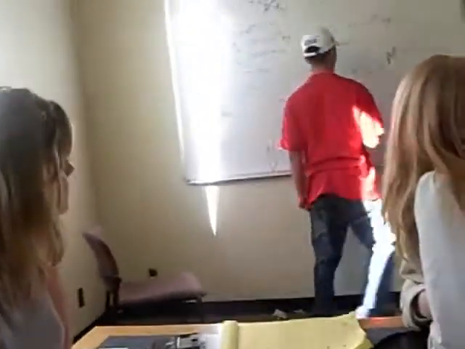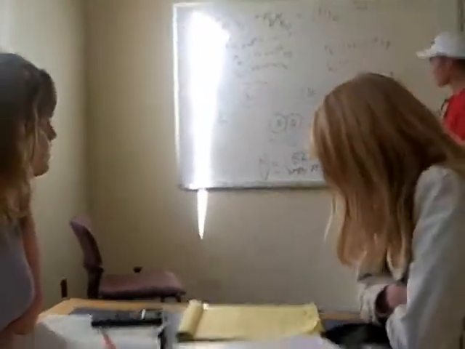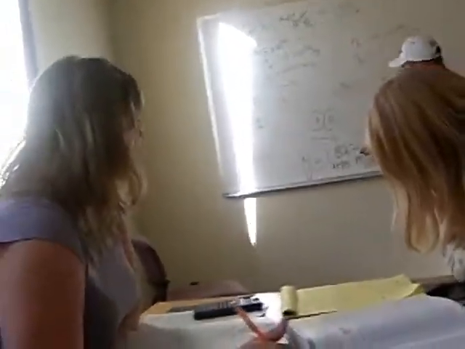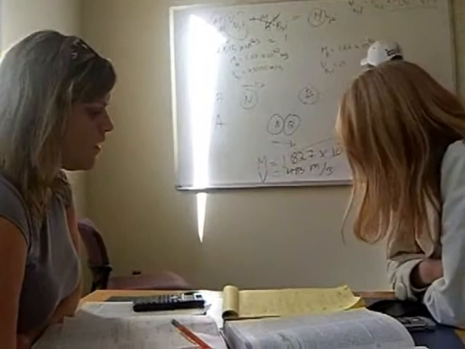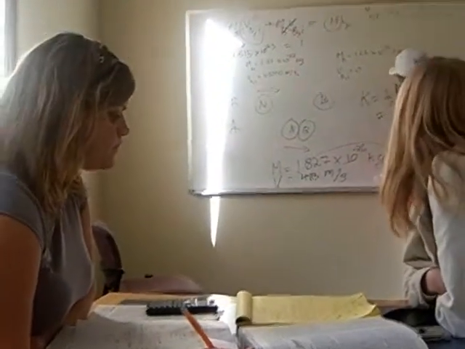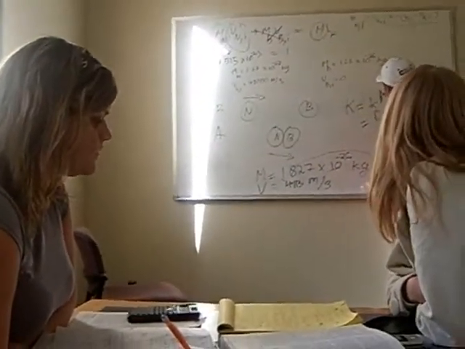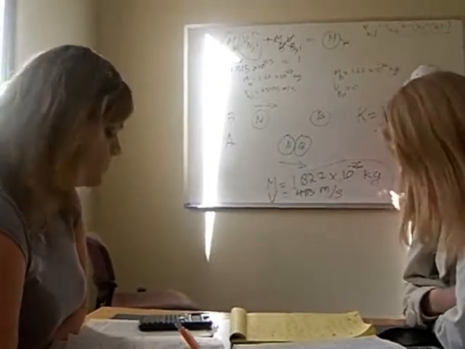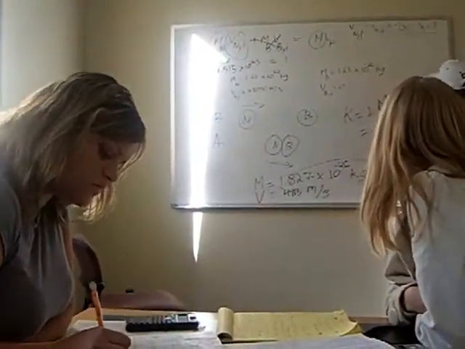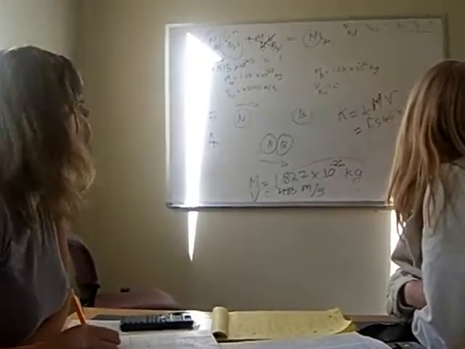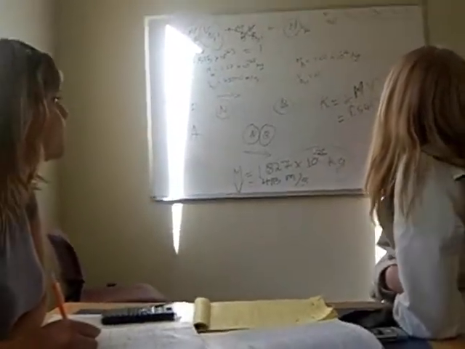So now I can solve for the final kinetic energy. We square that velocity, multiply by the mass, and divide by 2. That gives 1.546 times 10 to the negative 19 kilograms meters squared per second squared, which is joules.